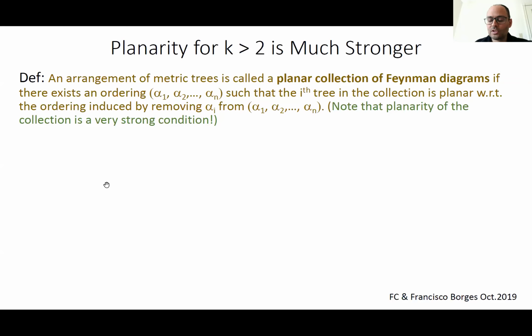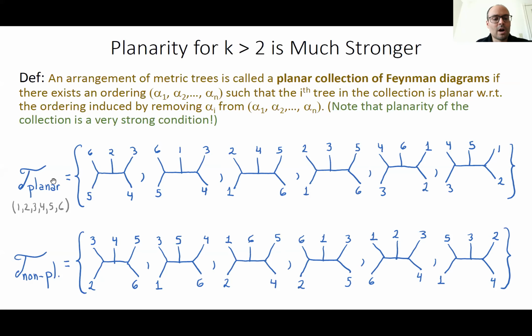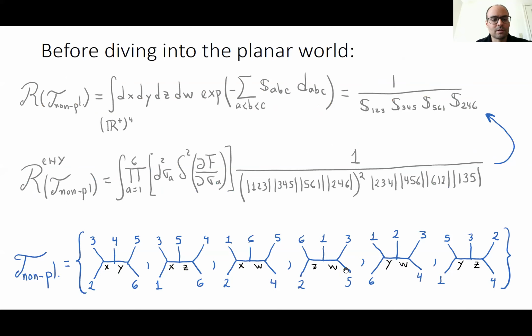So note that this condition of planarity on collections is actually a very strong condition. So here are two examples. One is a collection that is planar for 6 points with respect to this ordering. And here is a collection that is not planar with respect to any ordering, but is also a collection of metric trees. Before diving into planarity, let me give you the evaluation of this non-planar object. So once again, imposing the compatibility of the metrics on each one of the trees, we find a 4-dimensional space. And performing the integral that I've defined before, we get something very simple, just the product of 4 objects. We see already from here that they are intrinsically non-planar.